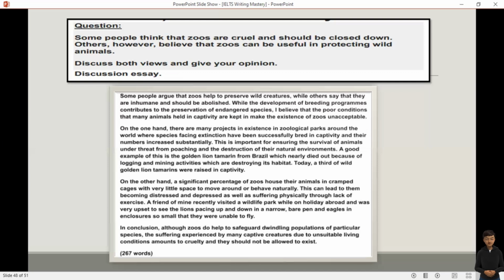Next, we have body two. On the other hand, housing animals in small cages with very little space to move around and behave naturally can lead to them becoming distressed and depressed, as well as unhealthy due to lack of exercise.